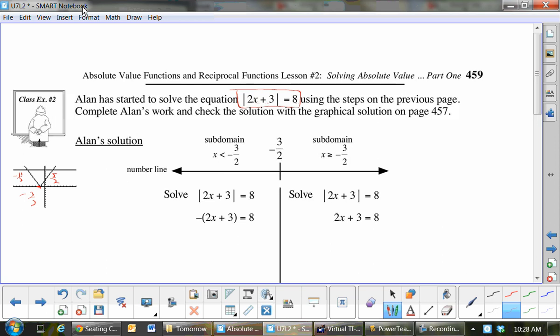Now, the way we do these is we will find the 0 when it's greater than 0 and when it's less than 0. Okay? Now, what I'm talking about is the absolute value.